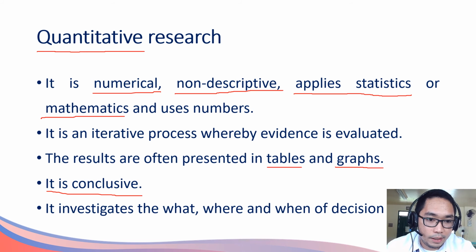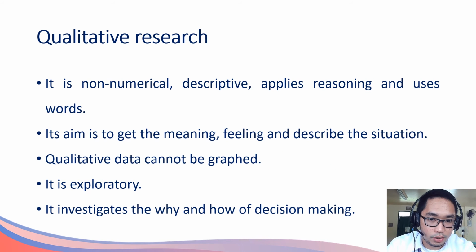Okay, and it investigates the what, where, and when of the decision. So we need to remember these three. Okay, what, where, and when. So that is quantitative research. How about qualitative research? It is non-numerical, descriptive, applies reasoning, and uses words.